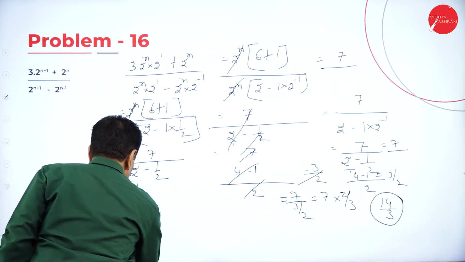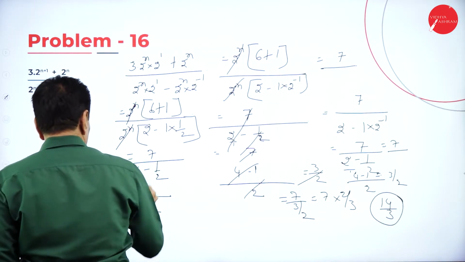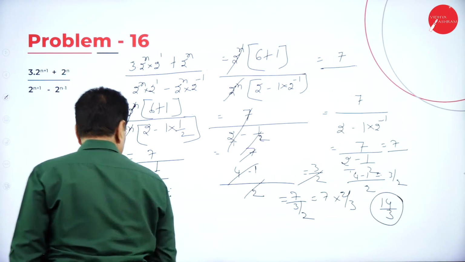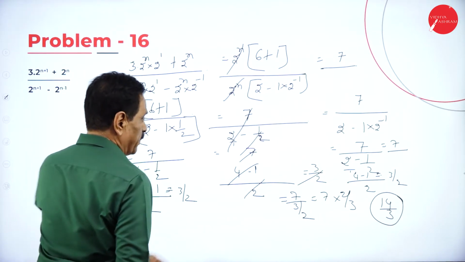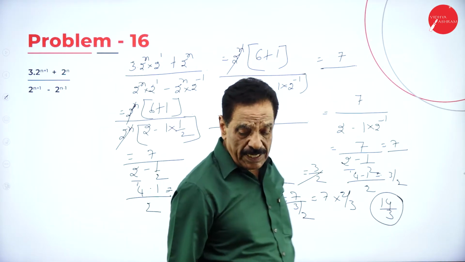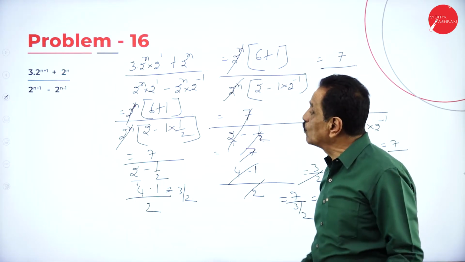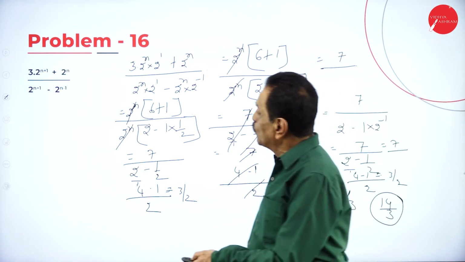What I did now? 2 LCM. 1 2s are 2, 2 2s are 4. 2 1s are 1 1s are. This is 3 by 2. What I have written? 3 by 2. If we make now, this is 14 by 3. Simplify. Slowly simplify this. Then we'll move on to next one.